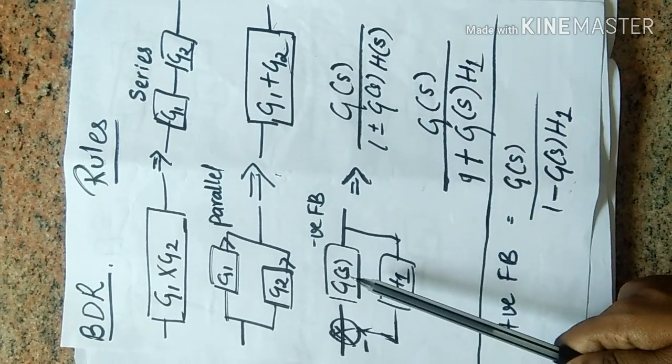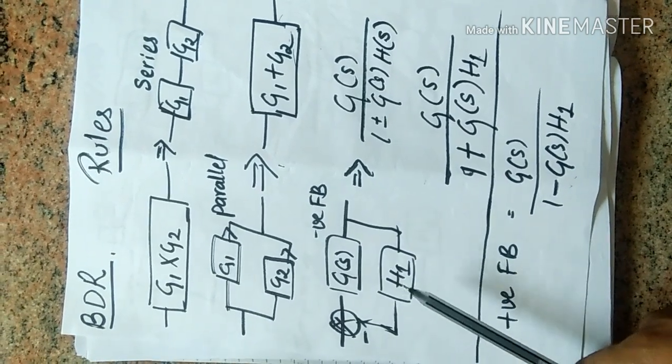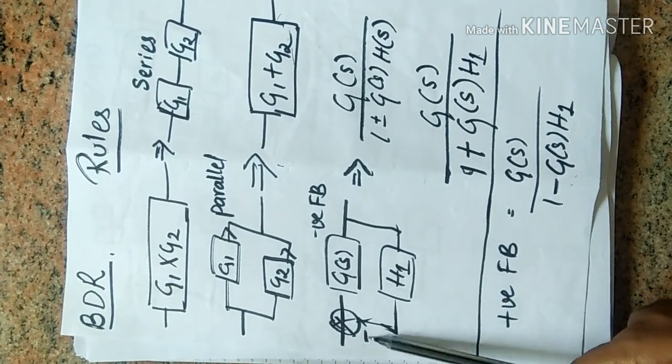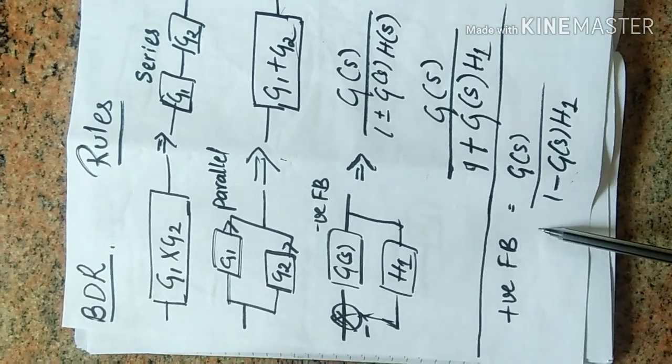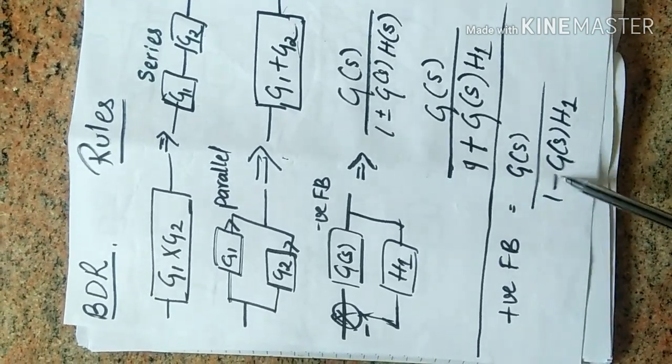Here the gain block is G(s) and the feedback block is H1. For a negative feedback block, it is plus here. For a positive feedback block, it is minus here.